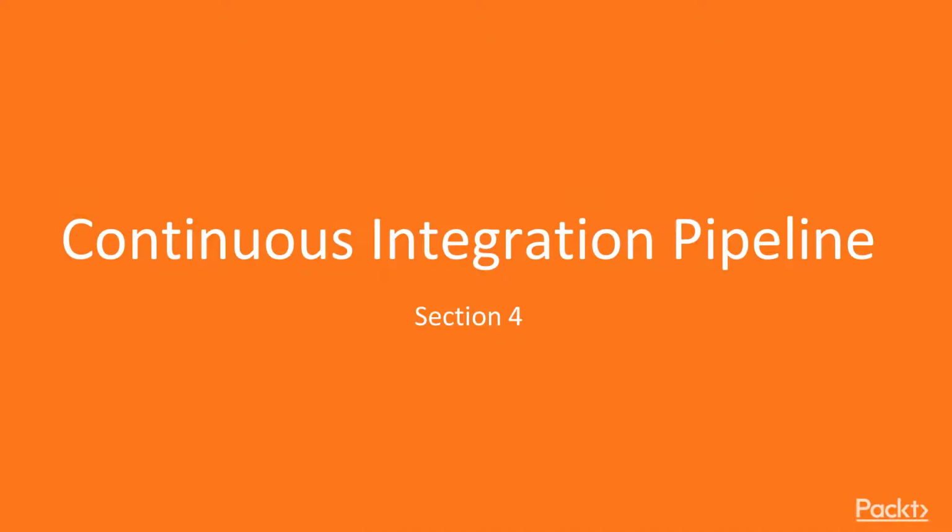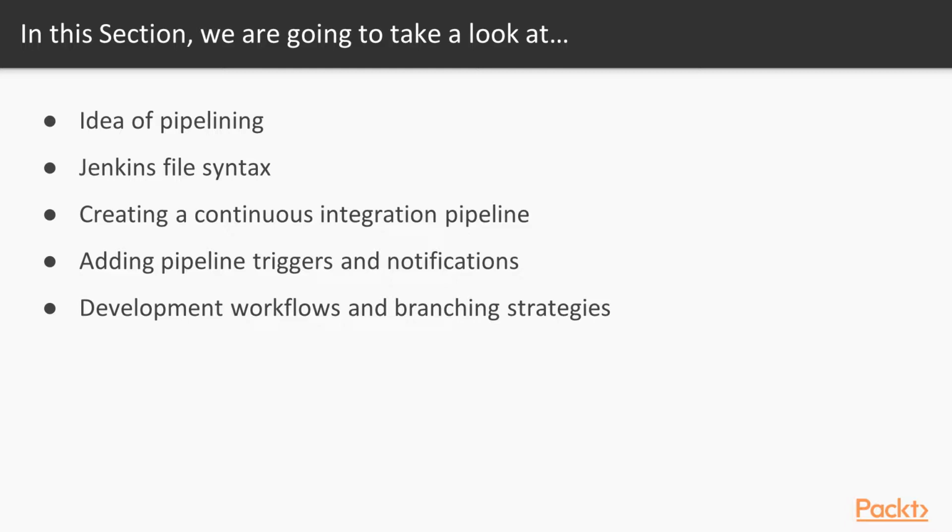Welcome to the second last section, Continuous Integration Pipeline. This section explains the idea of pipelining and introduces the Jenkins file syntax. Then we will be creating a continuous integration pipeline and learn about quality stages. Moving on, we will add pipeline triggers and notifications. And finally, we will be explaining development workflows and branching strategies.